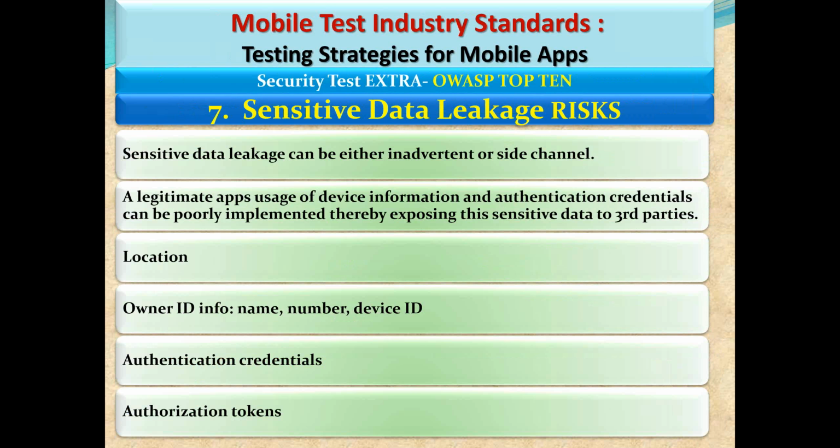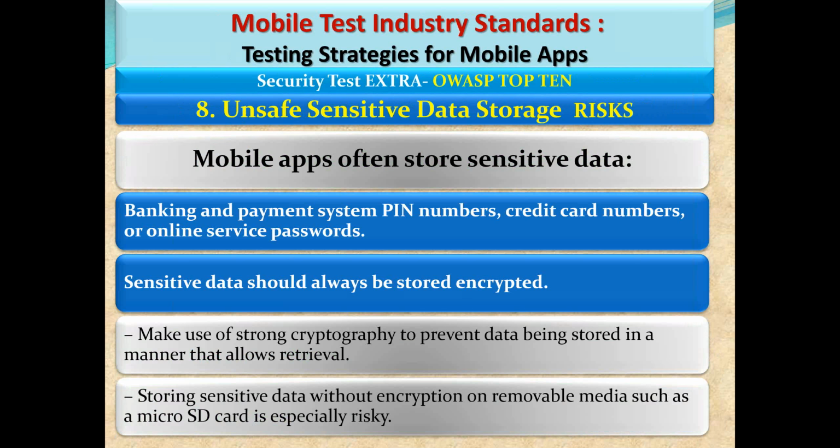And then authentication credentials and authorization tokens. And where there is data leakage, there is sensitive data storage, right? It's like banking and payment system PIN numbers, credit card numbers, or online service passwords. So that's why sensitive data should always be stored encrypted.